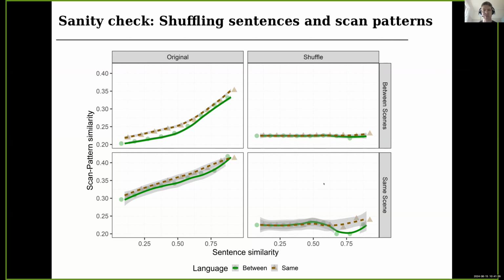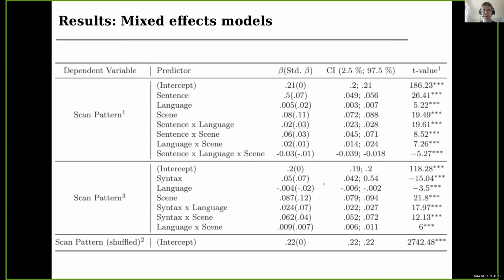And then, of course, you will ask, well, but is this actually a statistically significant effect? I will not bore you with all the details here, but yes, we have run our mixed effect models both for semantic similarity here in the first box, syntactic similarity in the second box, and for the shuffled. So if we shuffle, then the effect completely goes away. All the different factors are highly significant for scan patterns associated with sentences, but if they're shuffled, then there's only the intercept left, so the effect goes away.